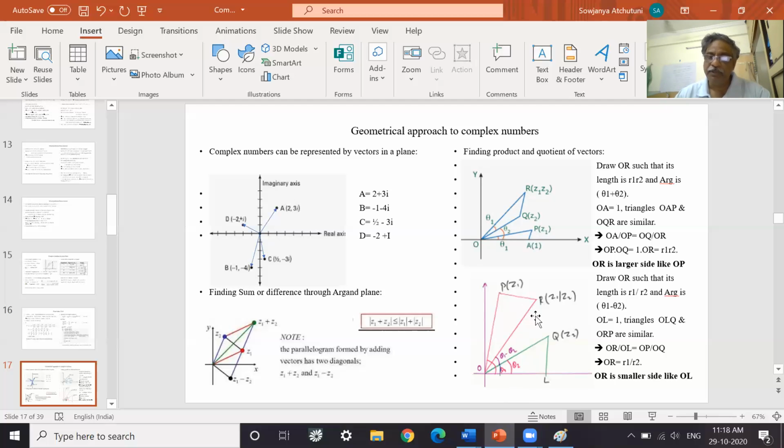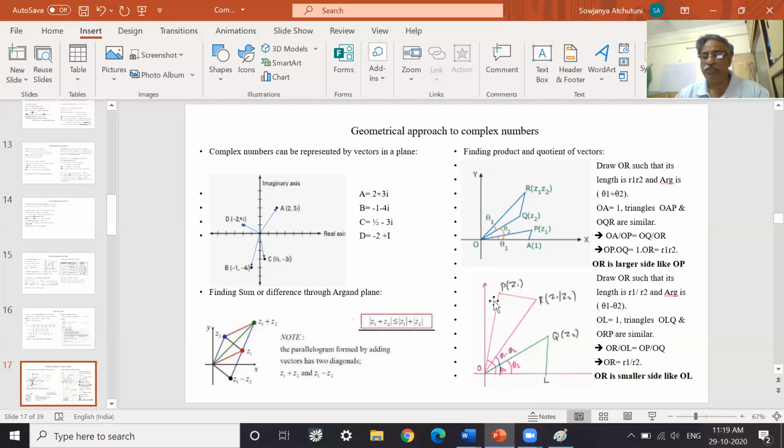Same is applicable in division. So this is P, this is Q. Now I am doing division. So my resultant will be less, R1 by R2. So here what happens? My OL is becoming the longer length. OQ is the shorter length. So here, what is my proportionality? OLQ and ORP are similar. Because my resultant is smaller. So out of these three, OL I am taking as OR. Here OL I have taken as OQ because my resultant is more.